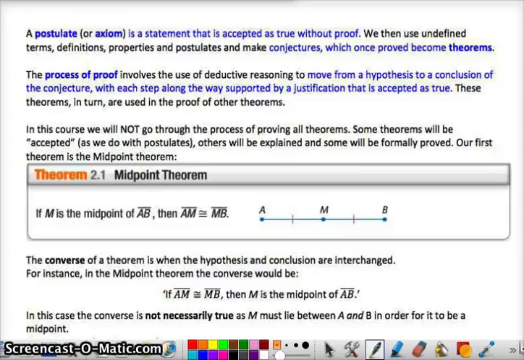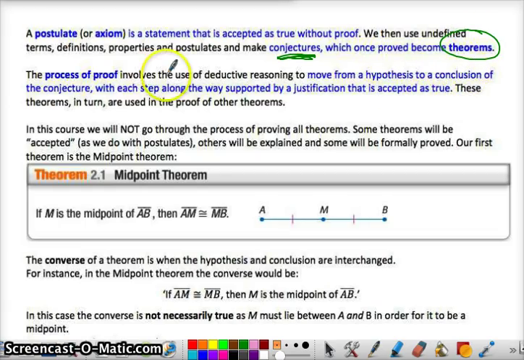Moving on to our first little dose of proof. So we have postulates, we have theorems, we have definitions, but a postulate, sometimes it's also referred to as an axiom. So a postulate is a statement that is accepted as true without proof. We don't need to go through a formal proof, we just know that that's true. So we then use undefined terms, definitions, properties, postulates to make conjectures, which then, once we prove those conjectures, they become theorems. So the only thing that's formally proved are theorems.